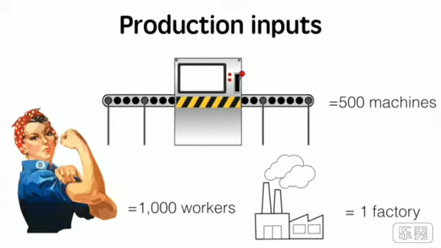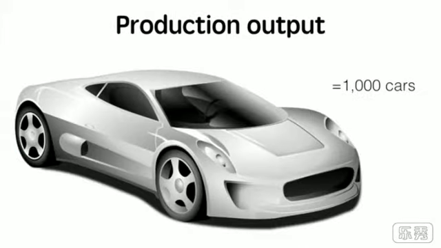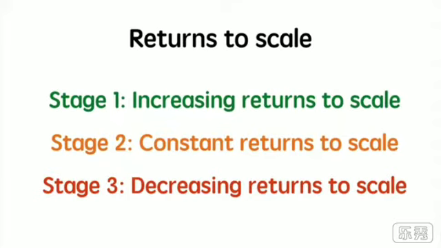To simplify, we'll use these numbers. In this tutorial, the images represent a specific quantity. Each machine image represents 500 units, and each labor image represents 1,000 workers. The factory only represents one factory. Each car image represents 1,000 cars. This is the output generated from the previous inputs: 1,000 workers, 500 machines, and one factory. When we discuss returns to scale, we look at 3 specific stages: increasing, constant, and decreasing returns to scale. Let's break down each stage with some numbers.